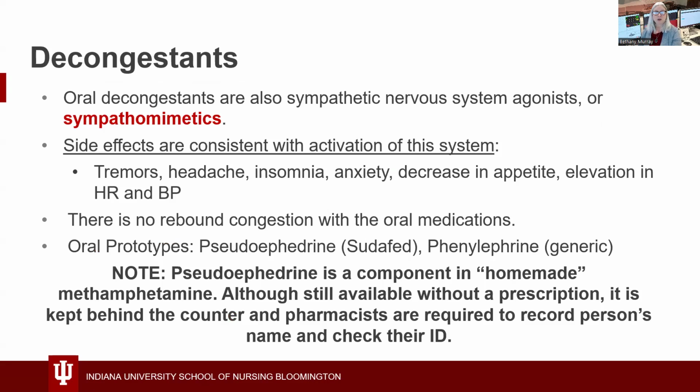There is no rebound congestion with the oral medications. And we basically have 2 prototypes. We have pseudoephedrine or Sudafed and phenylephrine, which is the generic name. I have put pseudoephedrine on your drug list to learn. It is a pretty potent sympathetic nervous system stimulant.